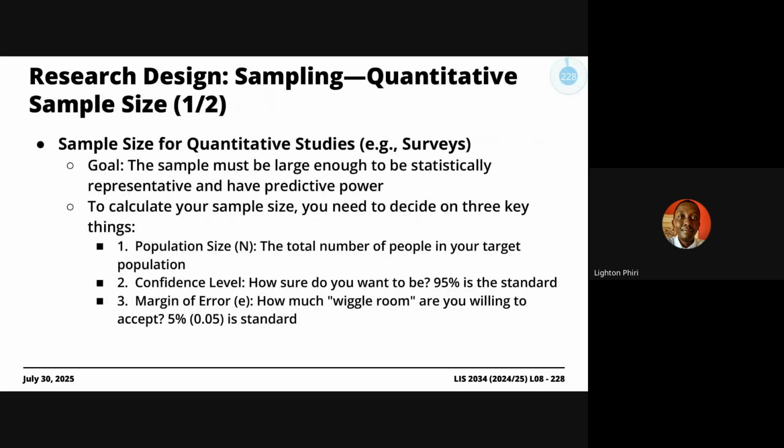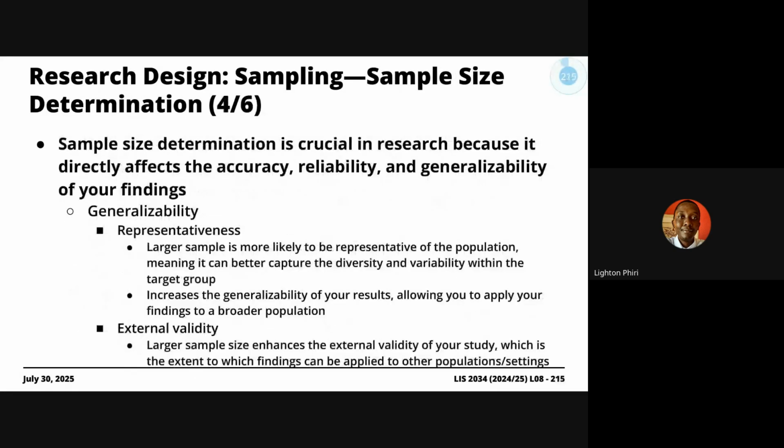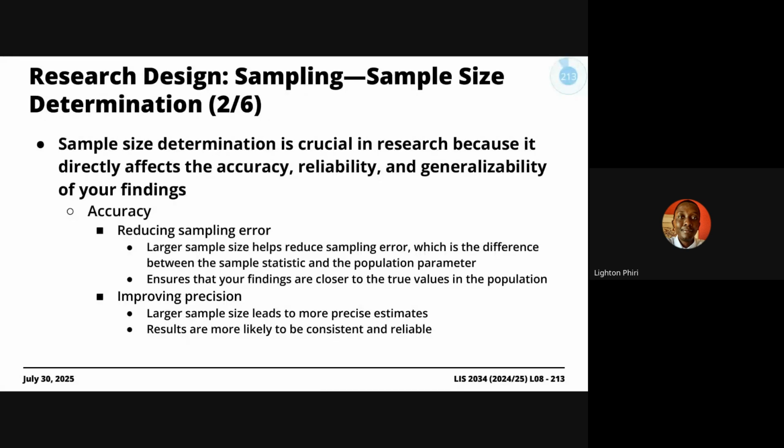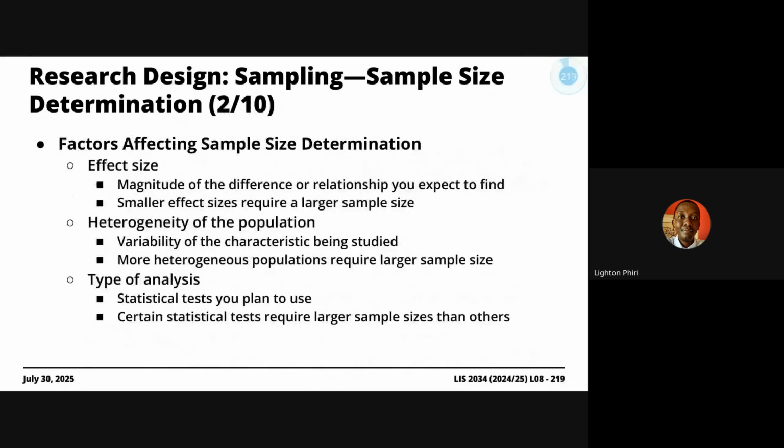So just a few examples here before we wrap it up. For quantitative studies, a reminder that the goal here is to ensure that the sample is large enough to be statistically representative. Remember, generalizability is key here. You should remember accuracy as well. When you're dealing with quantitative studies, these things are important: accuracy, reliability, and generalizability.